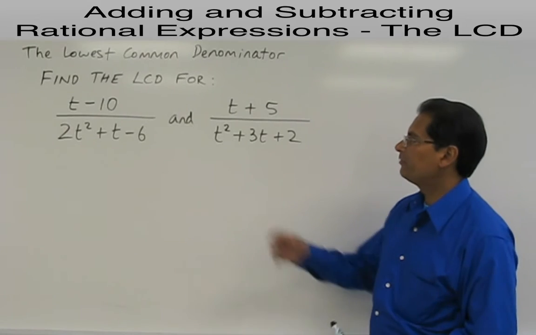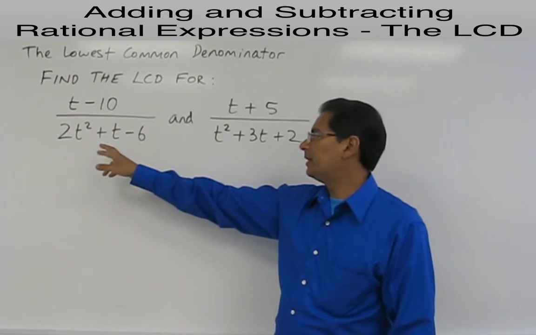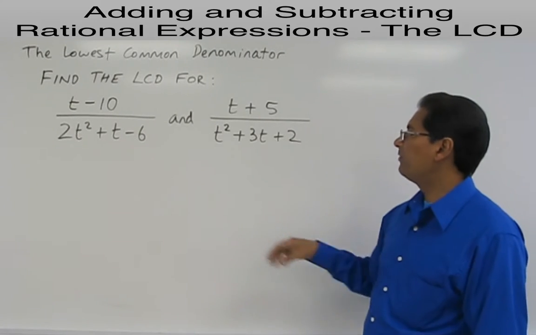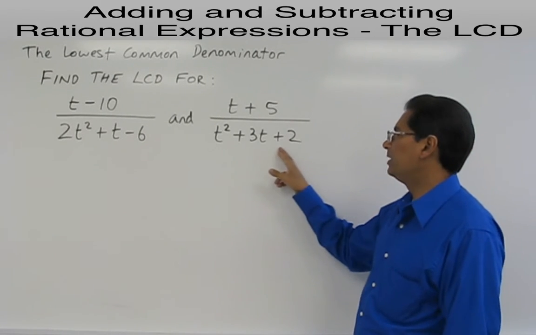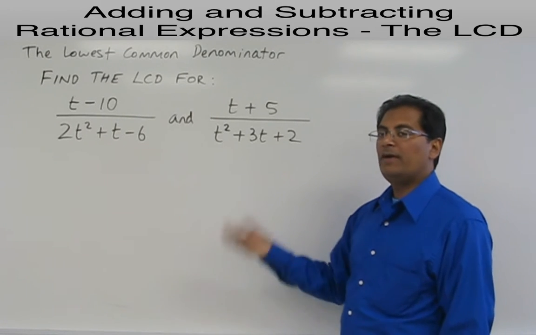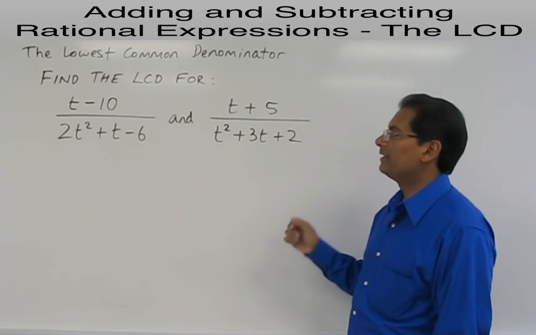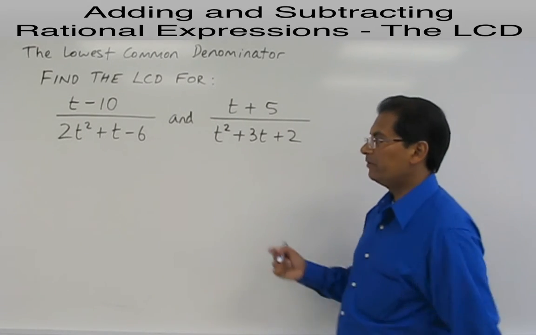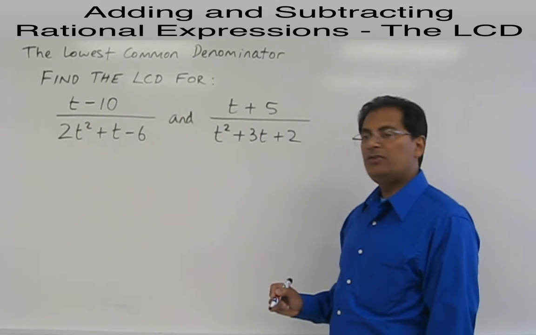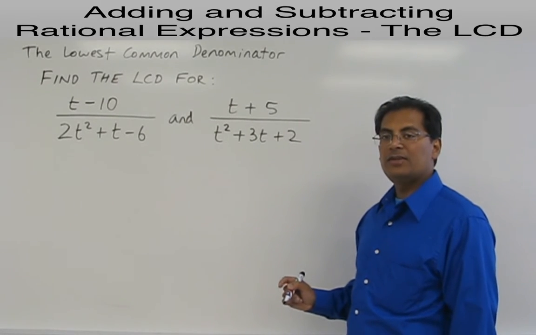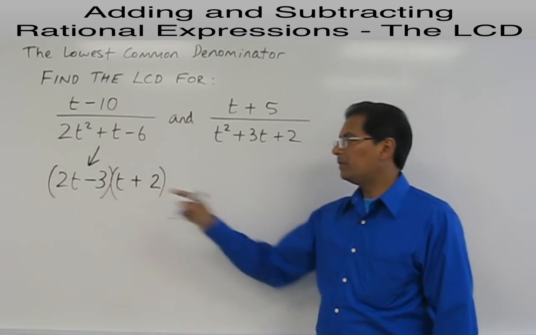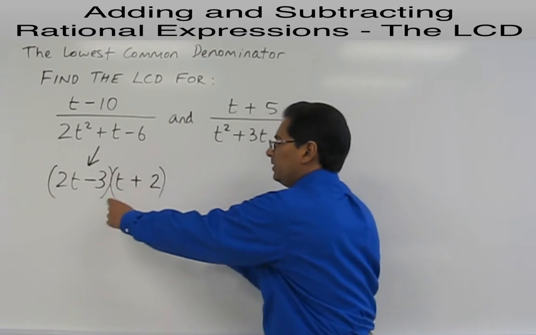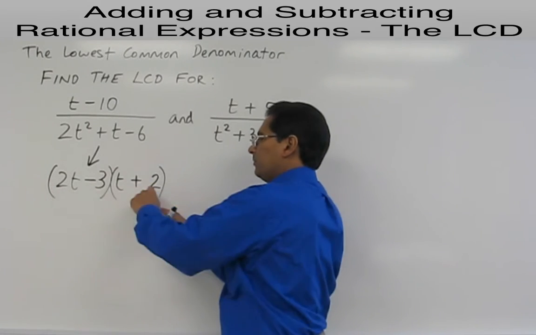In this problem, we're asked to find the LCD of t minus 10 divided by 2t squared plus t minus 6 and t plus 5 divided by t squared plus 3t plus 2. Remember, to find the LCD, we need to factor the denominators first. So let's factor the first denominator. 2t squared plus t minus 6 factors into 2t minus 3 times t plus 2. 2t squared minus 3t plus 4t gives me the t, minus 3 times 2 gives me minus 6.